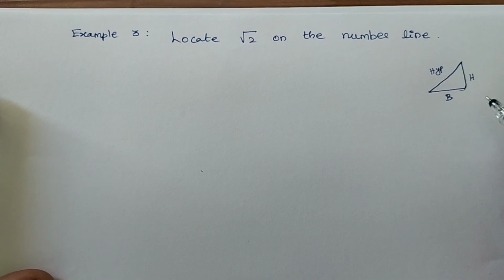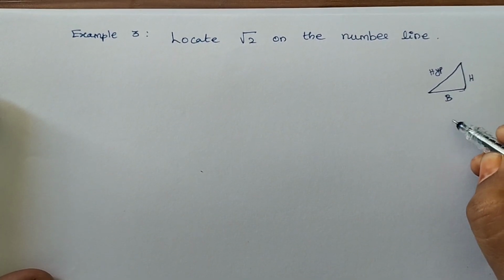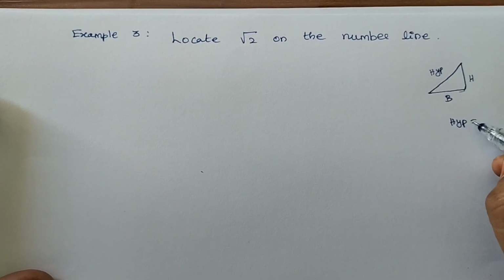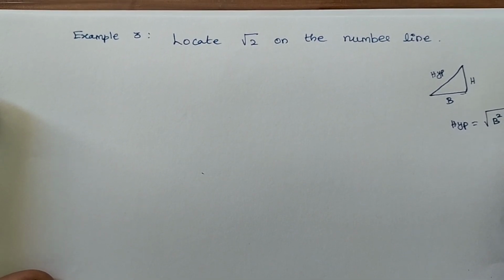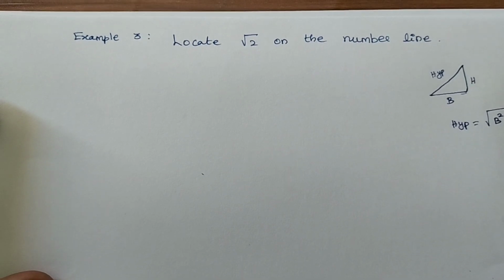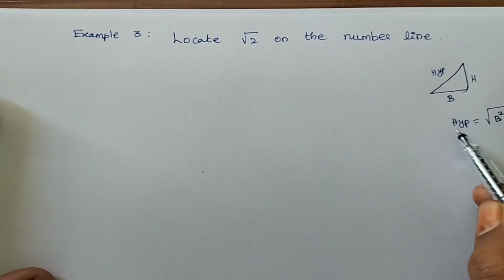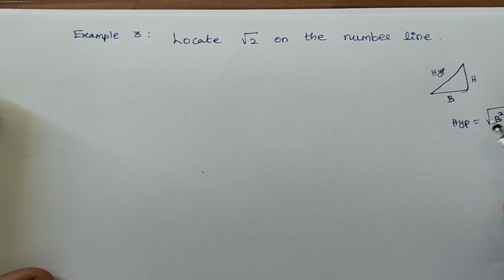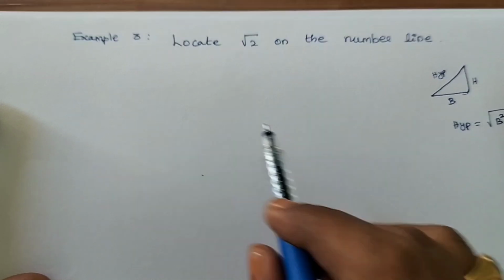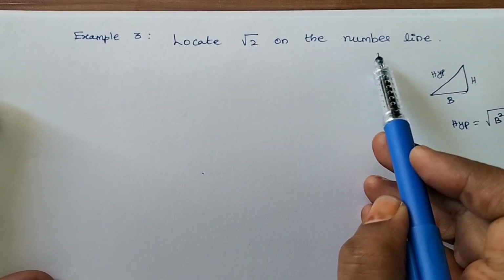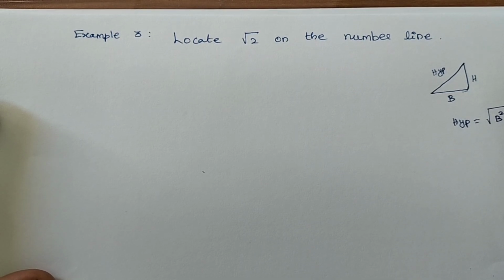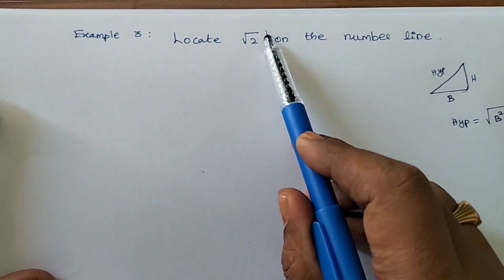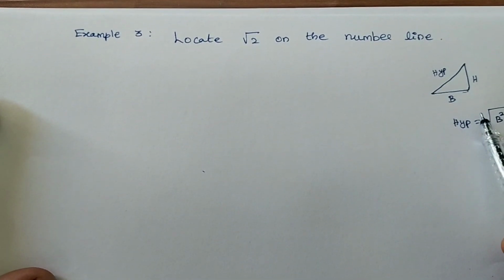According to the Pythagoras theorem, hypotenuse is equal to root of base square plus height square. This is the formula for the Pythagoras theorem. Using this Pythagoras theorem only, we are going to locate root 2 on the number line. So how are we going to locate? For that we are going to write root 2 in the form of the Pythagoras theorem.